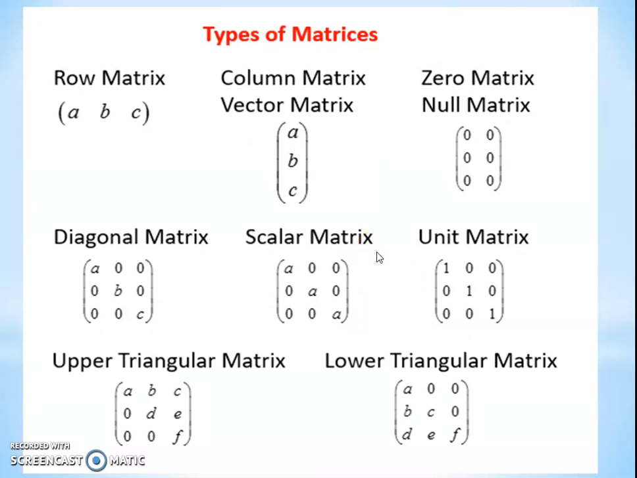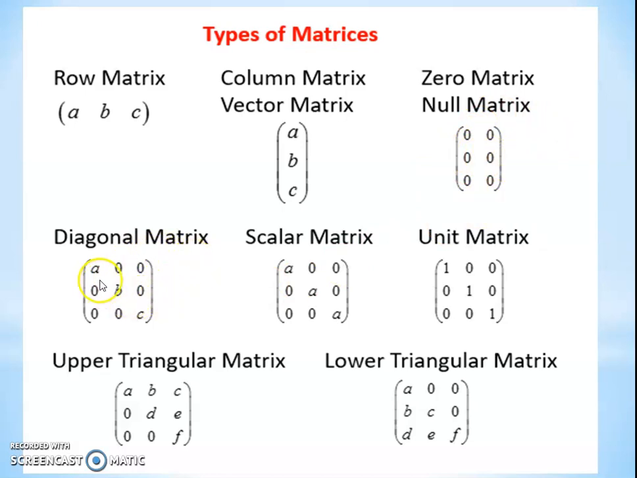Now we have to see what types of matrices we have to discuss. Row matrix: only one row is given, A, B, C, in general format. Column matrix, also a vector form, we studied in detail in previous lectures. Column matrix means A, B, C allotted column-wise. Zero matrix or null matrix: all entries should be zero. That means it is the zero matrix.